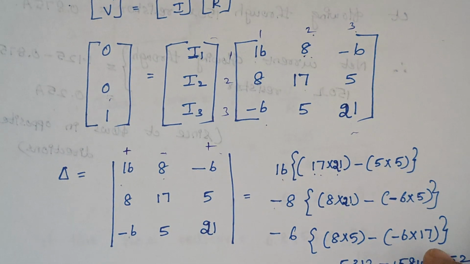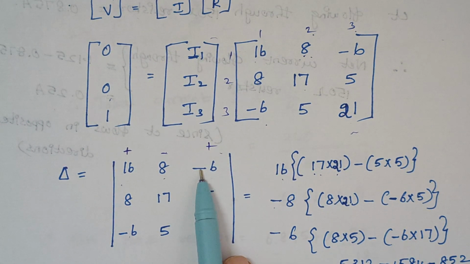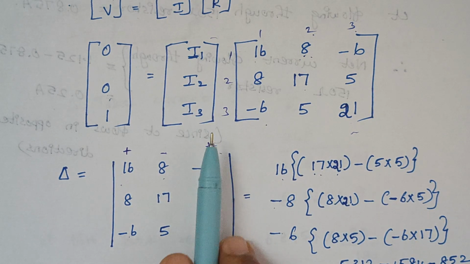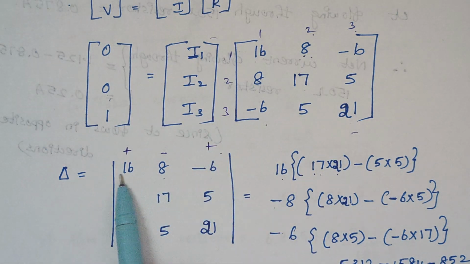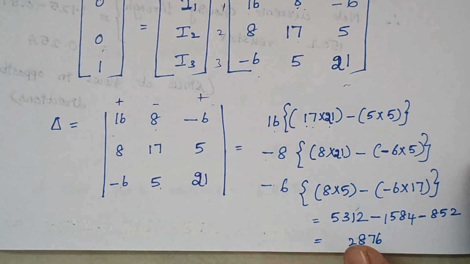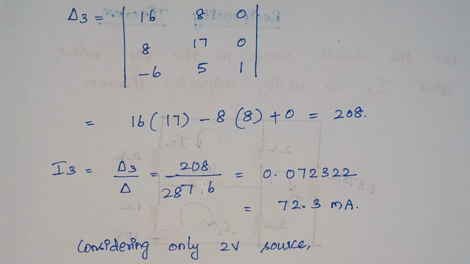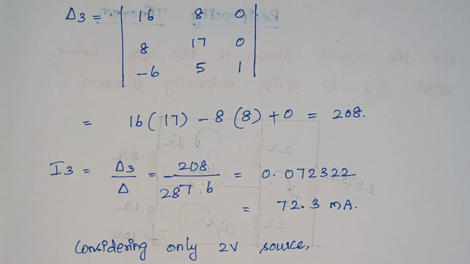And finally it is minus 6. Okay, here we have to consider plus, but there is a minus here already. So plus into minus will give you minus. So minus 6, you have to remove this column and this row. So 8 into 5 minus of minus 6 into 17. So when you finally solve, here the answer is 2876, right?